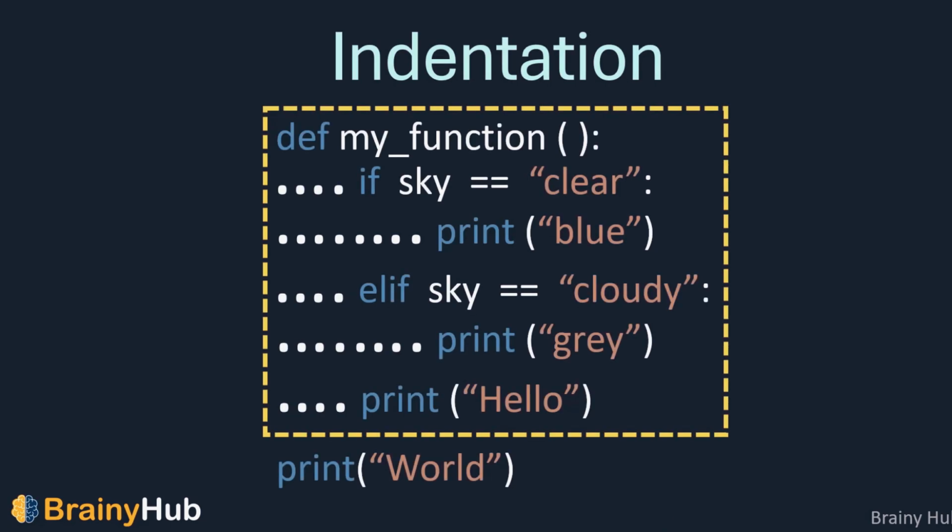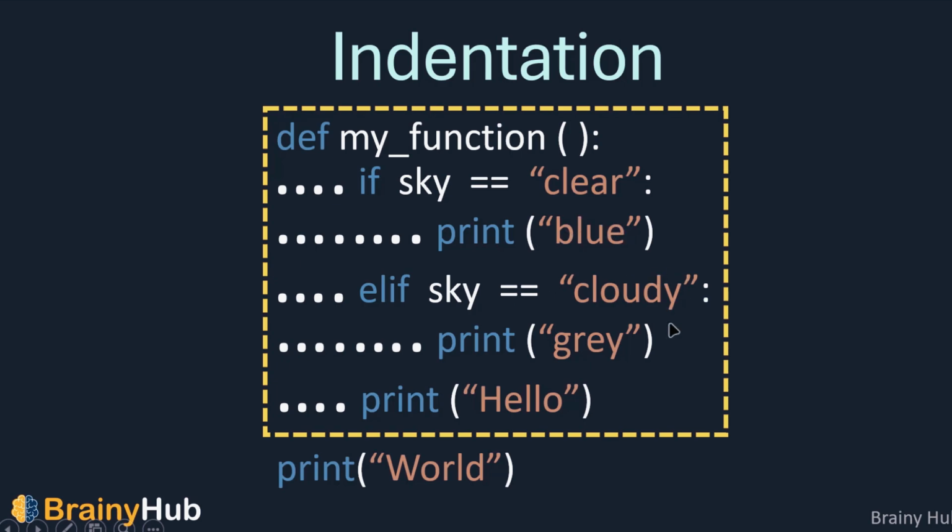Now as we move on, we can come across code like this. Now this code can seem intimidating, but we have a function inside which we are indenting an if statement and checking if the sky is clear. If yes, then we are indenting the print statement twice. The first indent is for the function, the second indent is for the if statement. Then if the sky is clear, we are printing blue.